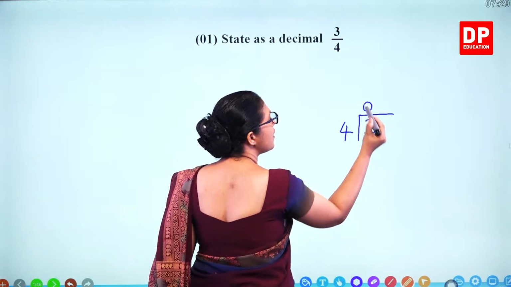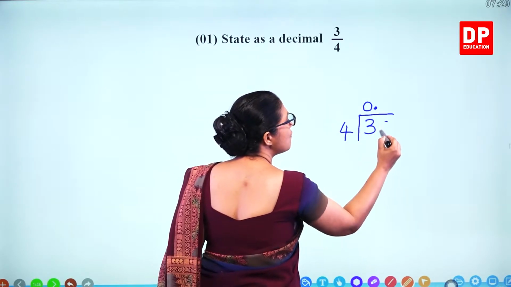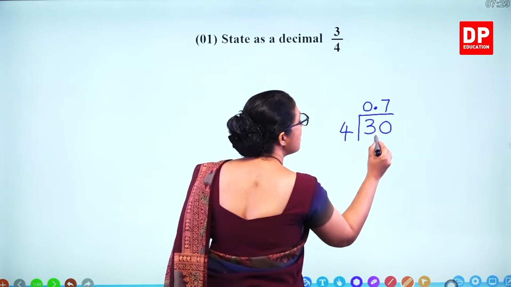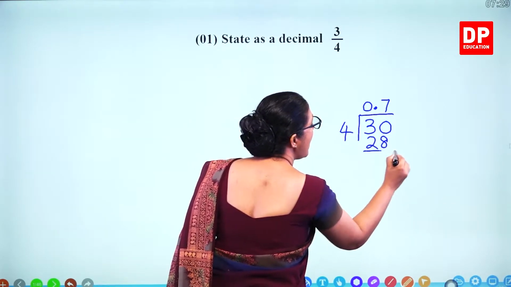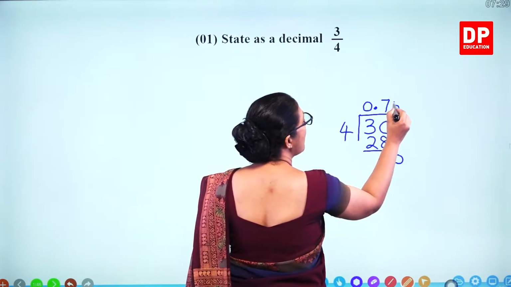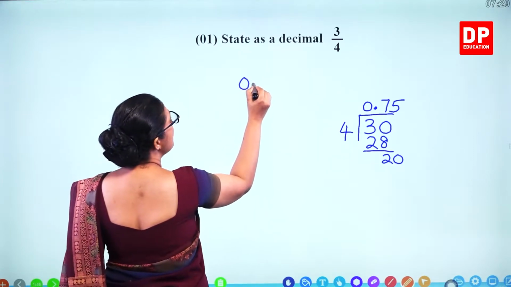So 0, nothing for 3. And then you have to put a decimal point for 30. How many 4s are there? 4 times 7, 28. And 2 remaining for 20, that's 4 times 5. So 0.75. That's one method.